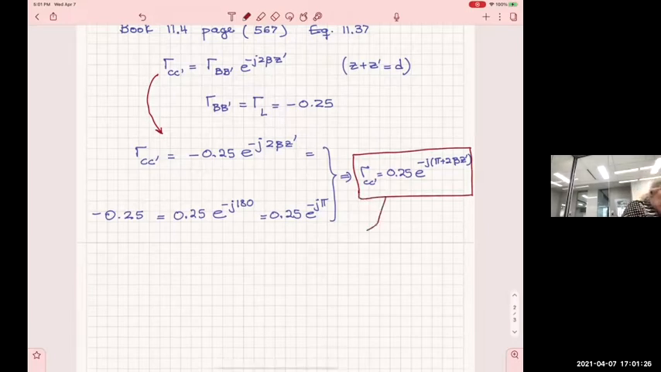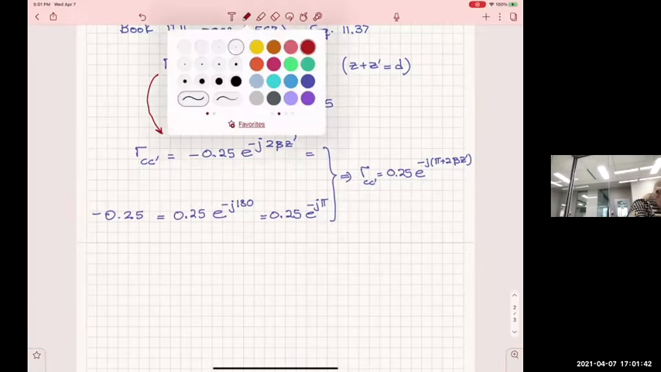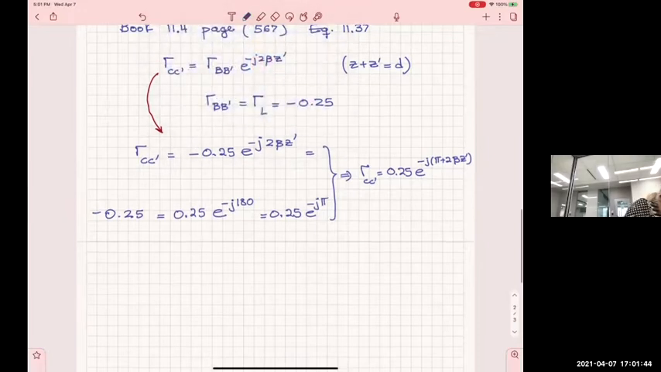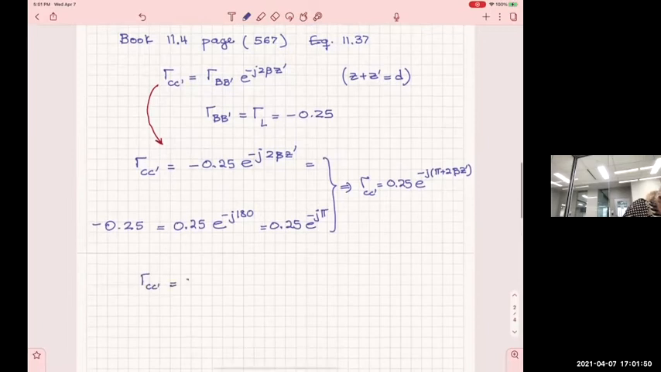So from here, let me write it here, because when I make it into notes, it's going to split on the page. So I want to be careful because people will get confused. Okay, so we found here that this is equal to 0.25, that's the magnitude, and the phase is pi plus 2 beta z prime.